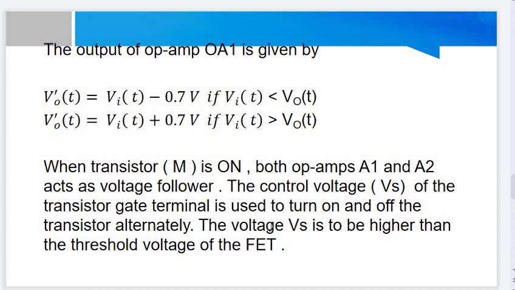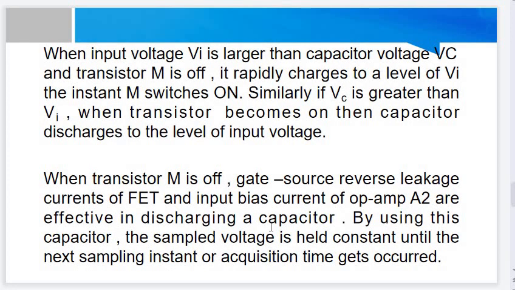The control voltage Vs of the transistor gate terminal is used to turn the transistor on and off alternately. The voltage Vs is to be higher than the threshold voltage of the FET. When the input voltage Vi is larger than the capacitor voltage Vc and transistor M is on, the capacitor rapidly charges to the level of Vi. Similarly, if Vc is greater than Vi, when the transistor becomes on, the capacitor discharges to the level of the input voltage.